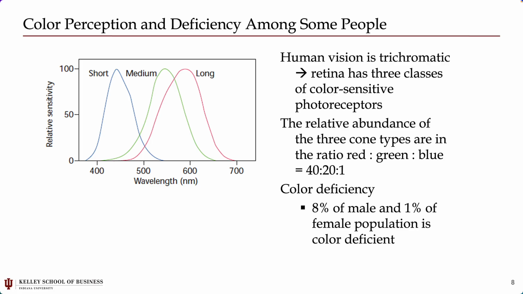So 8% of males have some form of color deficiency, and 1% of females have it. This means that in a room of 25 people, statistically speaking, 1 or 2 probably see colors differently than everybody else does. So here is a real-world impact. Red-green color blindness is the most common type.